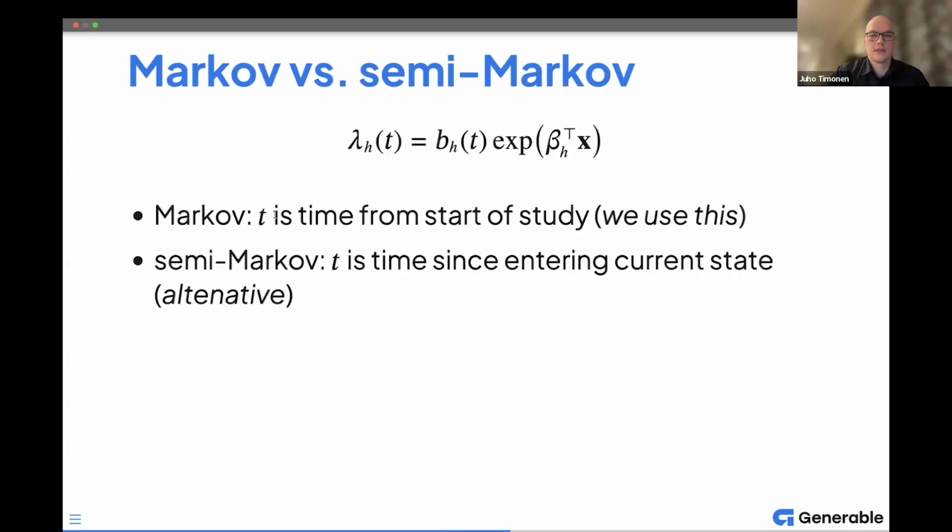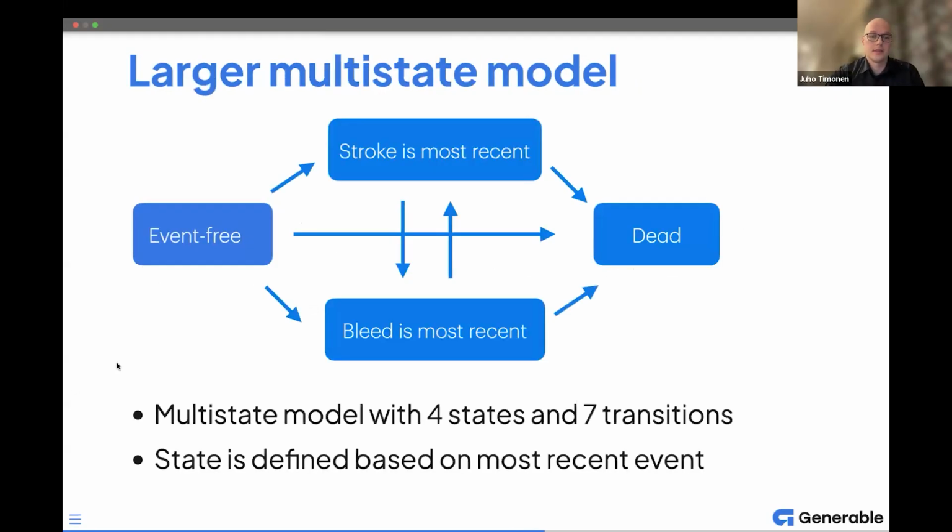We use the Markov assumption. So the time is the time from start of study. It could be done in a different way, where time would be time since entering current state. Here's another larger multi-state model with 7 transitions and 4 states. If we have some sort of events that are not directly describing a state, like stroke or a bleed, then we can sort of artificially create a state which is based on the most recent event.